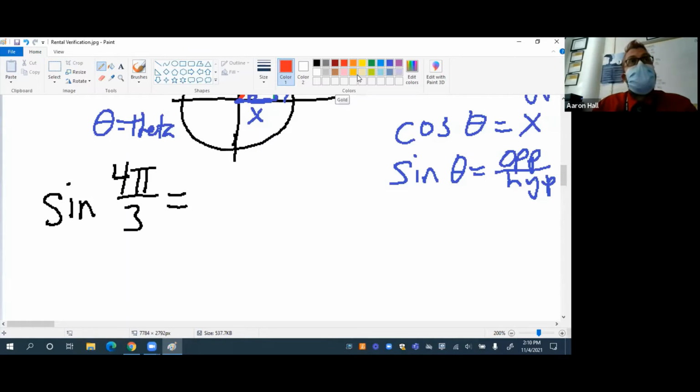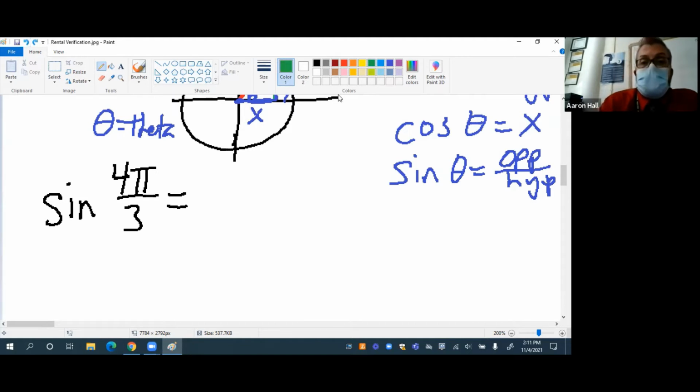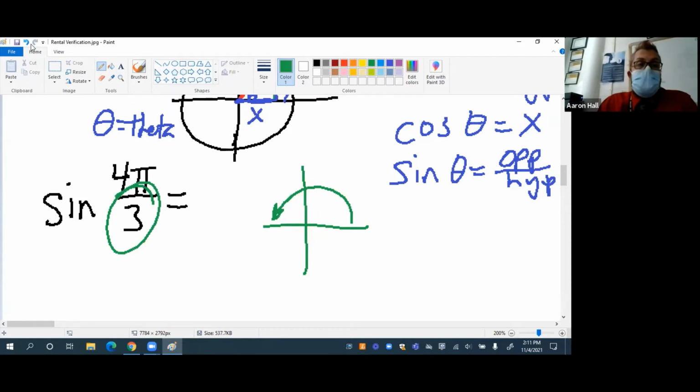Kyle, are you paying attention? Awesome. Kyle, what quadrant am I in? What quadrant do I rotate into? Where's my terminal side? Yeah, it's the third.